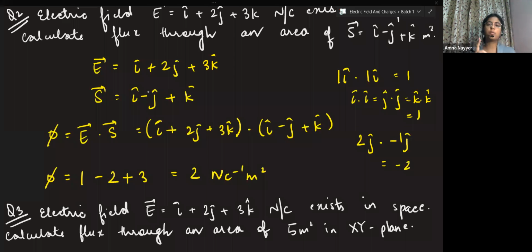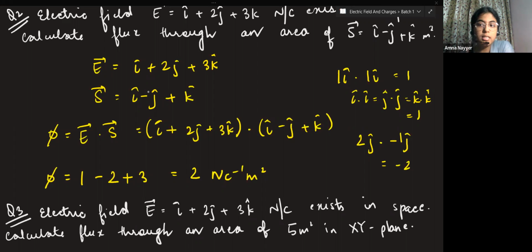So see, this is the question. All of you try it once. Electric field is given to you, I cap plus 2j cap plus 3k cap. Flux you have to calculate through the area 5 meter square. Now the unit vector of area is not given to you. It has just specified the magnitude 5 meter square. So now it's your duty to calculate which unit vector will come.